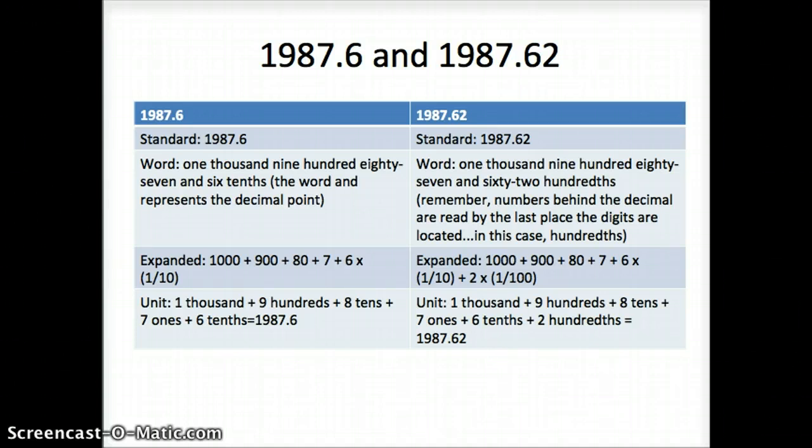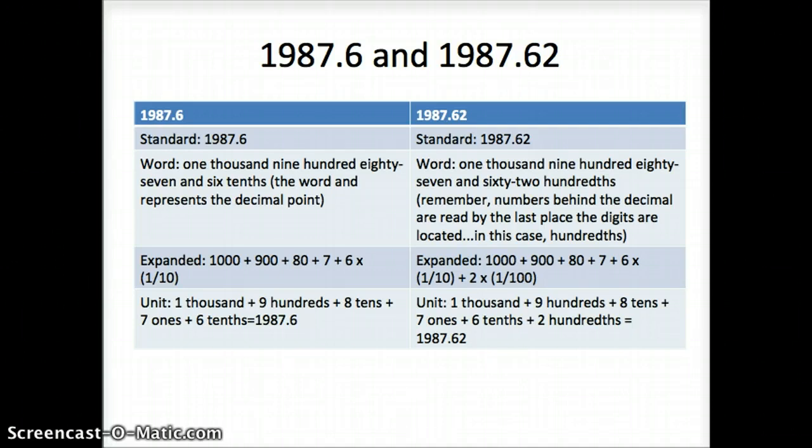For the number 1987 and 62 hundredths. In standard form, you have 1987.62. In word form, you have 1987 and 62 hundredths. Remember, numbers behind the decimal are read by the last place the digits are located. In this case, the 2 is in the hundredths place.